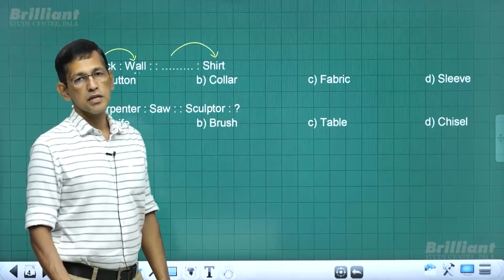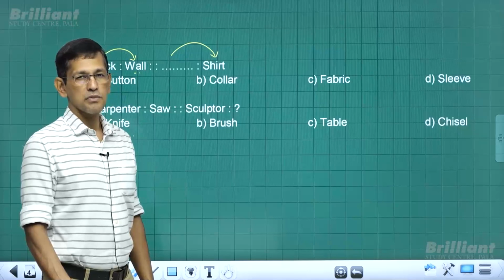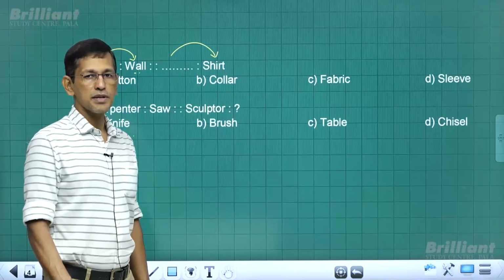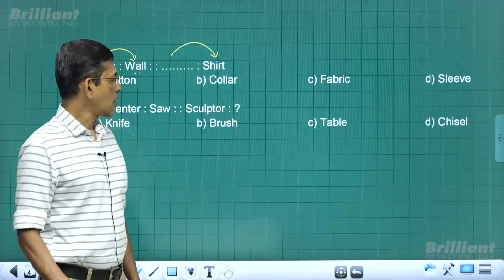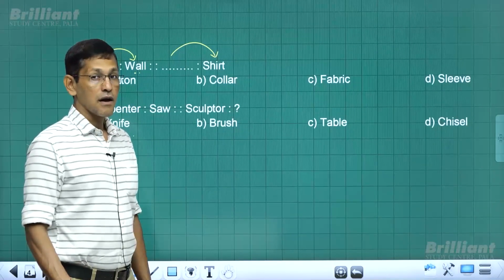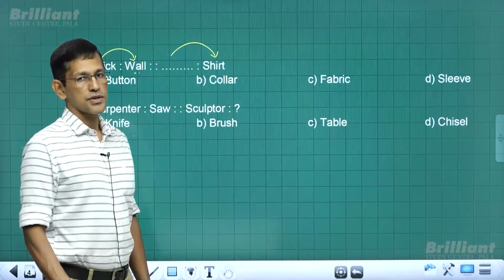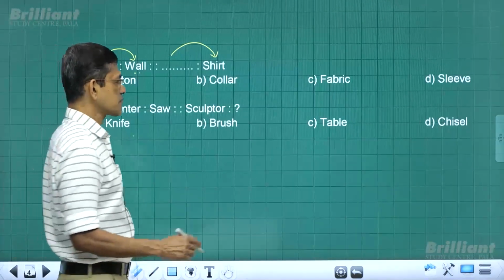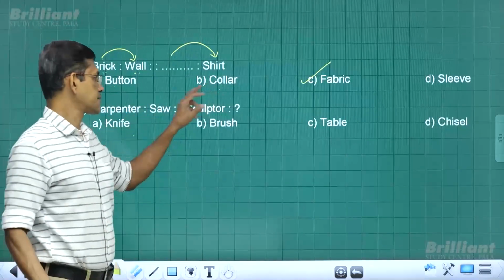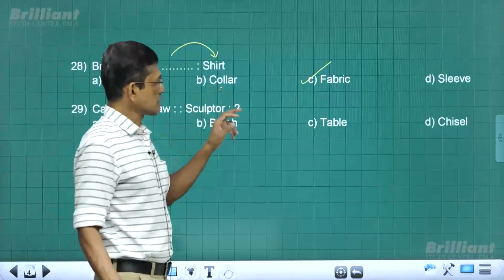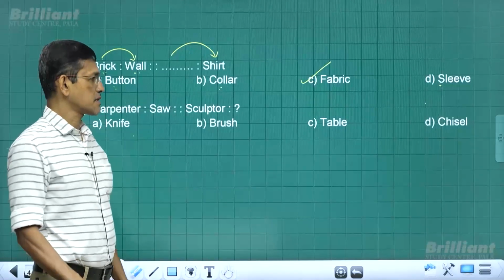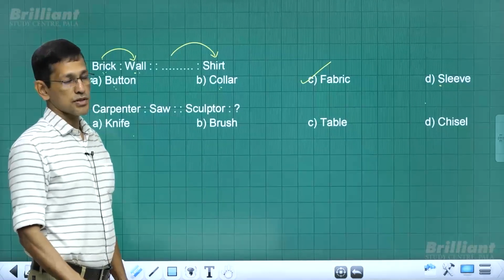Button, well, we use buttons on the shirt, but is that the raw material for the shirt? Not really. It's a supplementary material, of course. And collar, is that the raw material for the shirt? Fabric? Yes, right. Fabric is used to make the shirt. So the best answer we can have here is fabric. The other things are parts of the shirt, button, collar, sleeve, the kind of items used in making a shirt.